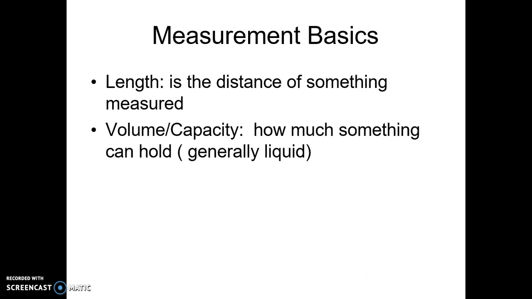Volume or capacity. Volume or capacity is how much something can hold or how much space an object occupies. For example, if you look at a Coke which you're drinking, it will say it has a capacity of 330 milliliters. That means the can can hold 330 milliliters of Coke inside. So volume is how much it can hold or how much space an object occupies.